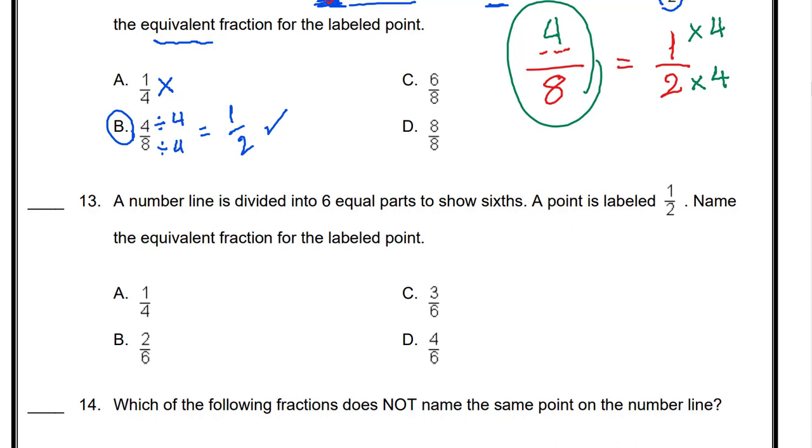Okay. Explain. The number line is divided into 6 equal parts. To show sixths, a point is labeled. Name the labeled 1/2. Name the equivalent fraction for the labeled point. So what fraction is equivalent to 1/2? And it should be sixths. So if you have anything other than sixths, it will be wrong.